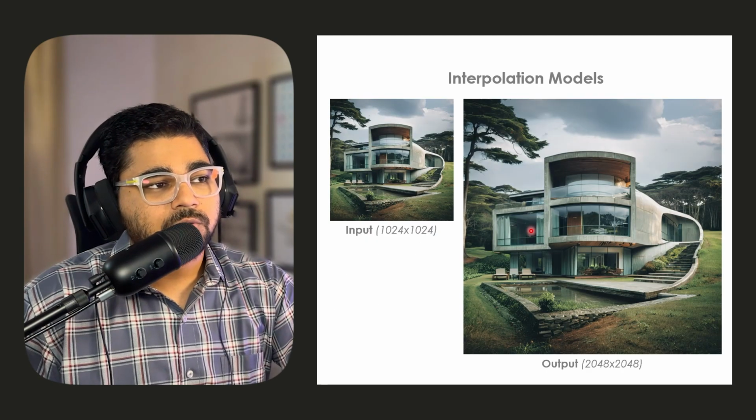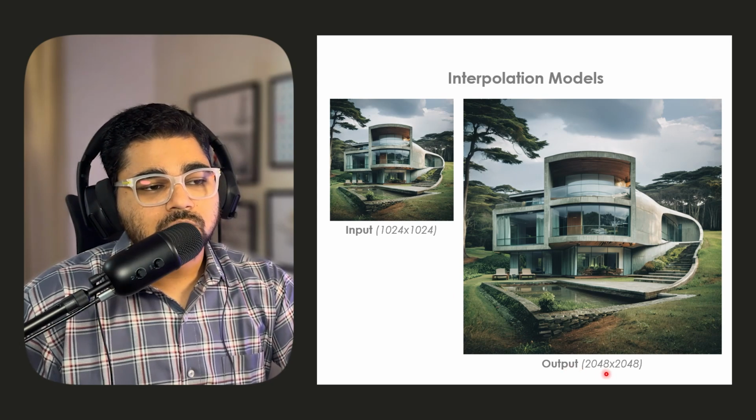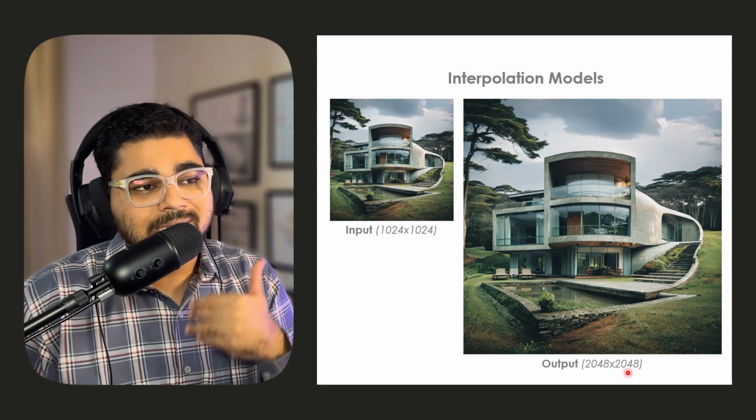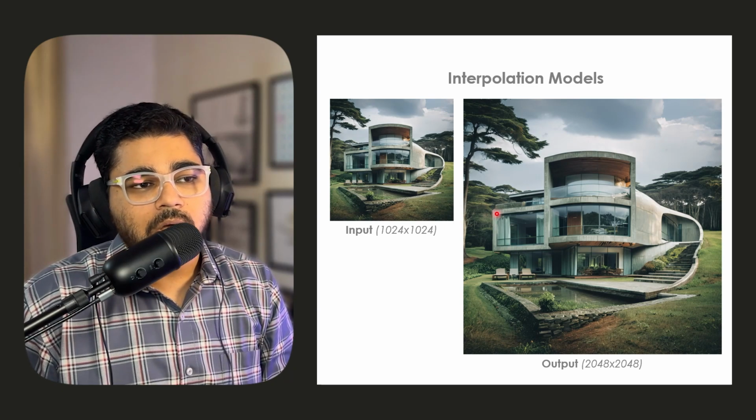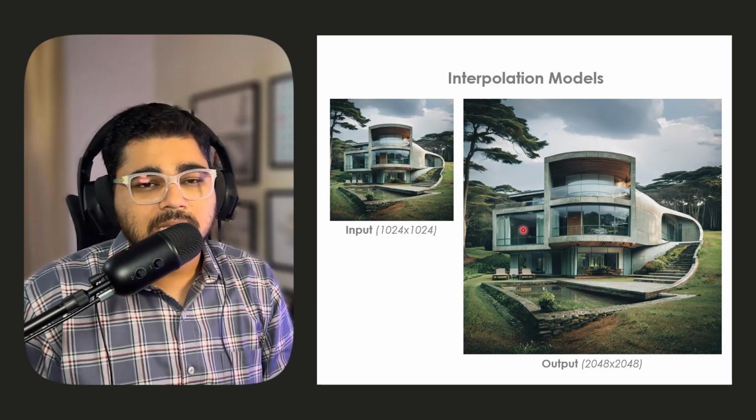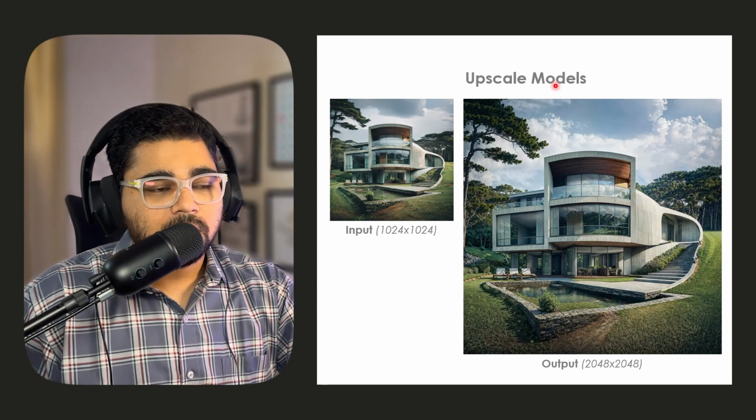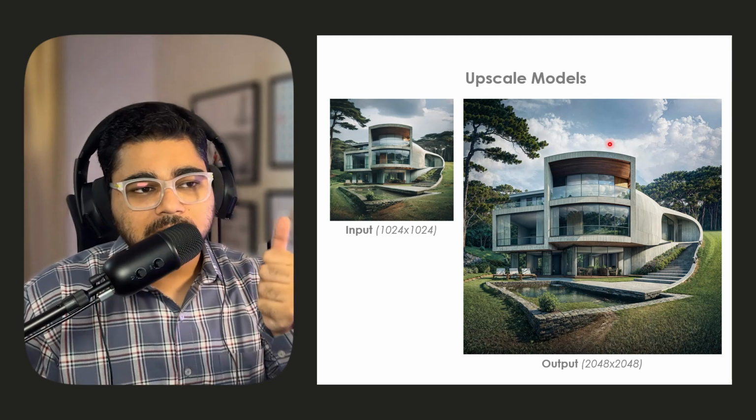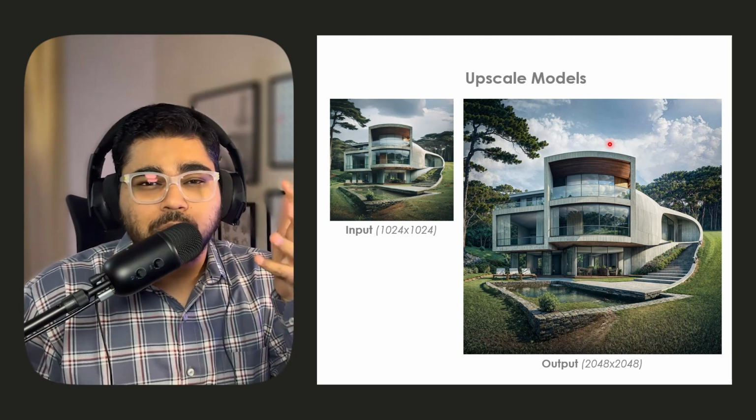For example, if you use a simple interpolation model, my input was 1024 by 1024, and the output you see is 2048 by 2048, which is basically doubling it. And you see there is hardly any change in the output. It is just extending or stretching the pixels, but the image remains blurry. On the other hand, we have the upscale model, which, you see, adds more details, adds more texture, and makes your image look really nice and production ready.